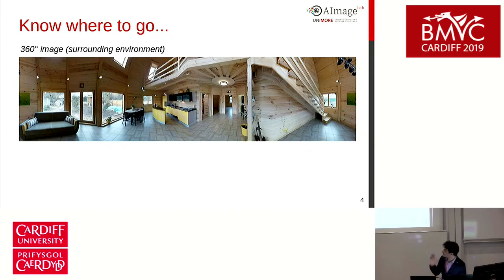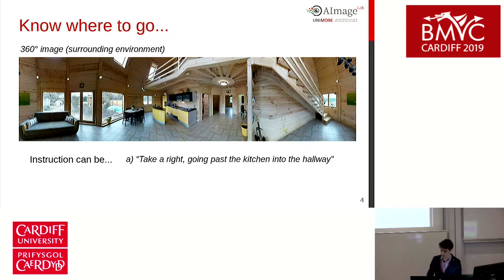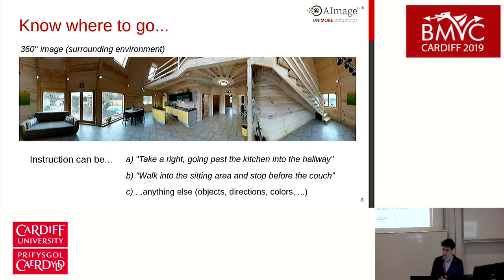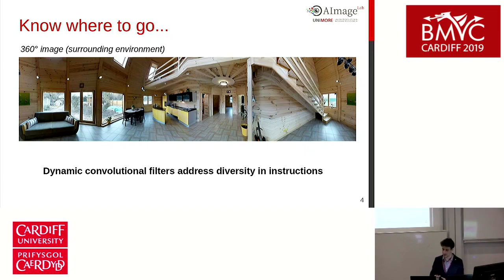So given a 360 image of the surroundings, we want to ground different instructions. One instruction could be like sentence A or sentence B or basically anything else, taking into account objects, directions, colors, and relative position between them. There is a great variety in the sentences, so there are a lot of variants. The good news is that the method we propose uses dynamic convolutional filters that address this kind of diversity in instruction. I would say that dynamic filters are efficient because they plan and exploit the diversity in the instruction. We will see in the next slide what I mean by this.